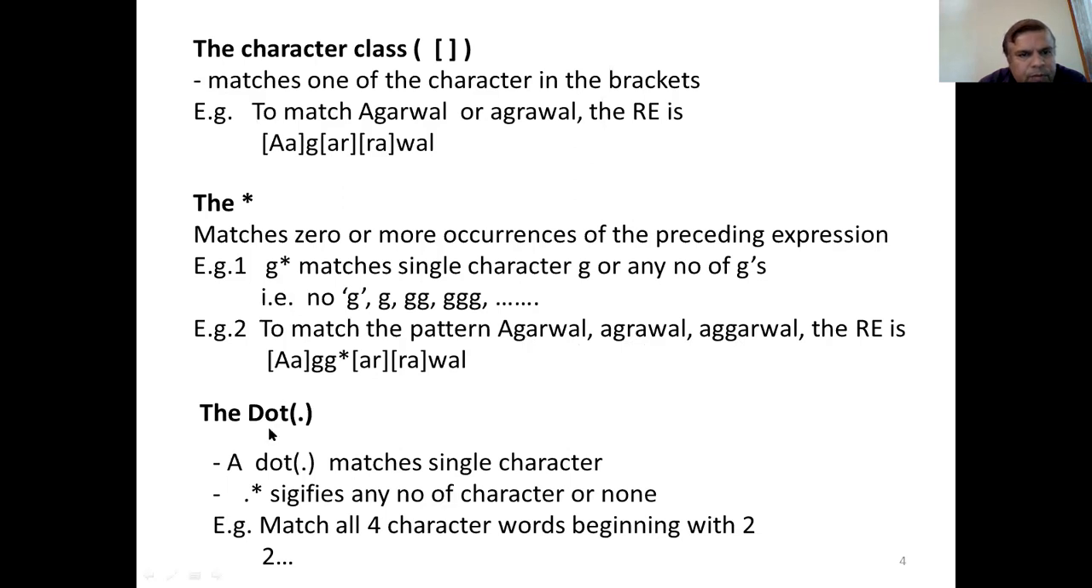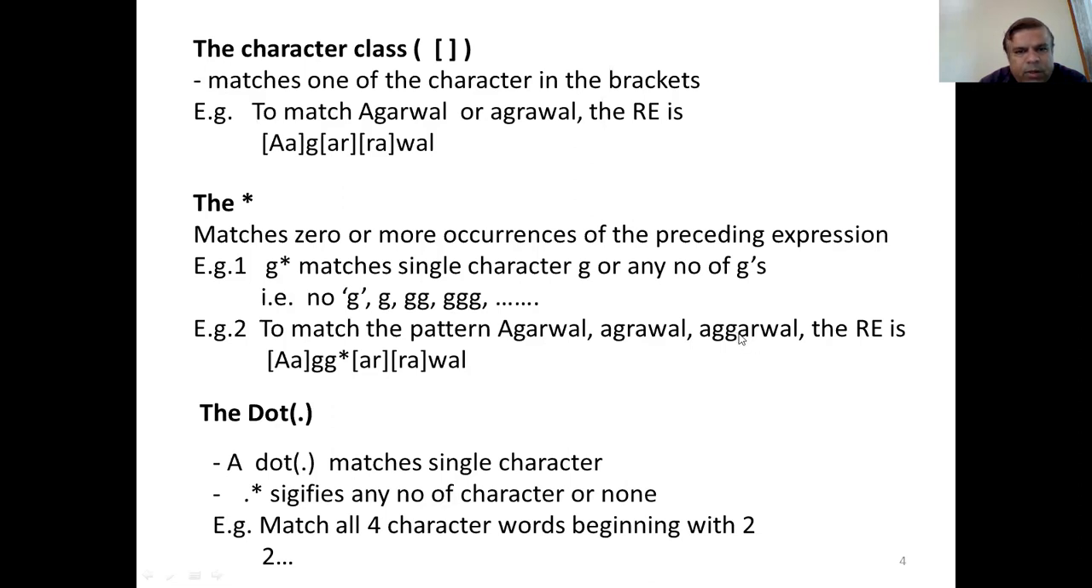So the regular expression is G star. Okay. So star matches 0 or 1 occurrence, more occurrences. More occurrences also includes one occurrence of G. So here star indicates one occurrence of G. And then this is followed by character A. Here R.